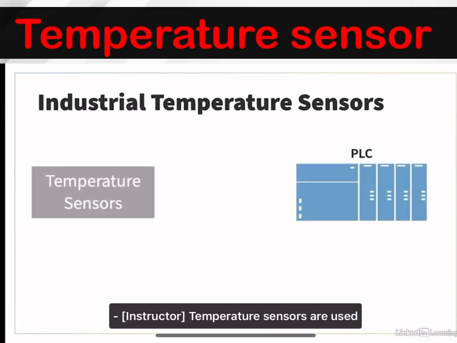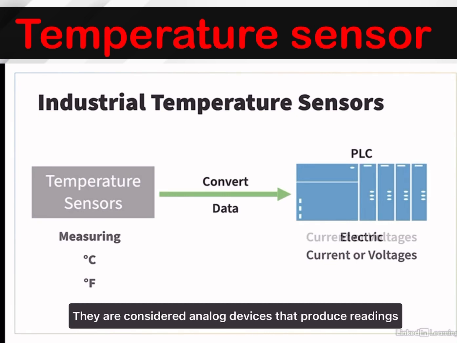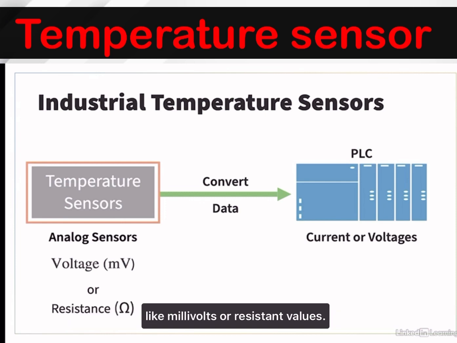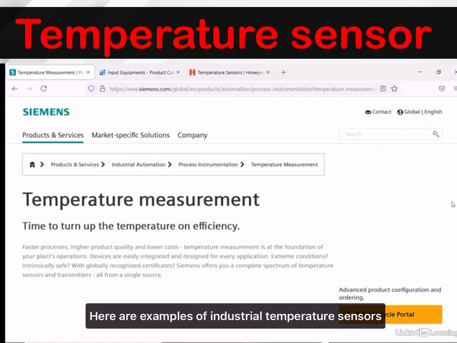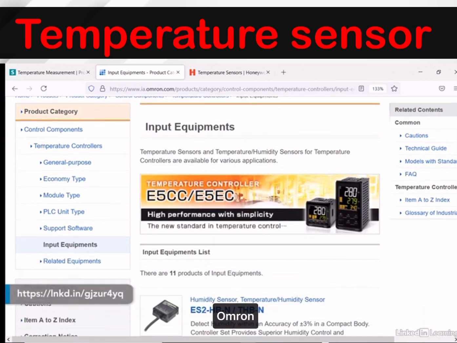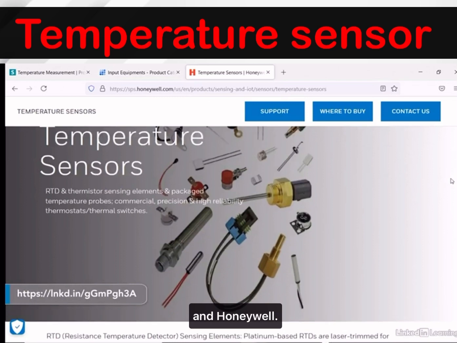Temperature sensors are used for measuring temperature and converting data into currents or voltages to be transferred to a PLC. They are considered analog devices that produce readings like millivolts or resistance values. Here are examples of industrial temperature sensors provided by Siemens, Omron, and Honeywell.